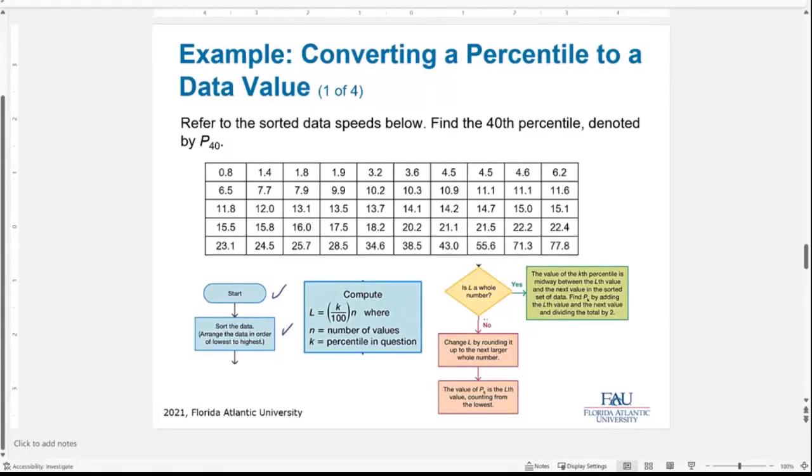We have L. K is equal to 40. We divide by 100, and we multiply by the number of values. And remember, we said there's 5 rows of 10, which gives me 50 values. You can take a calculator out, but I can cancel those zeros. 5 over 10 is the same as 1 over 2. So this is the same as 40 times 1 over 2, which is 20.